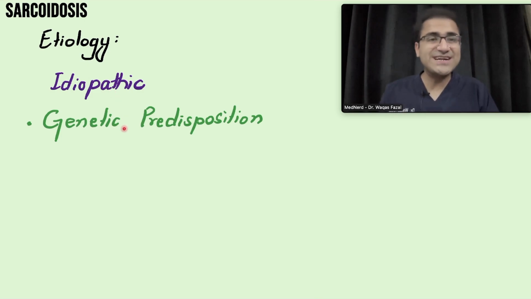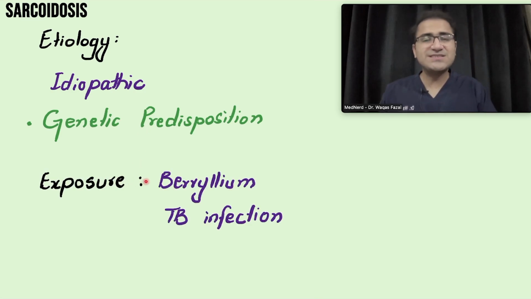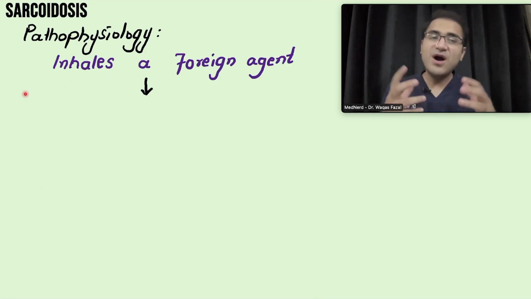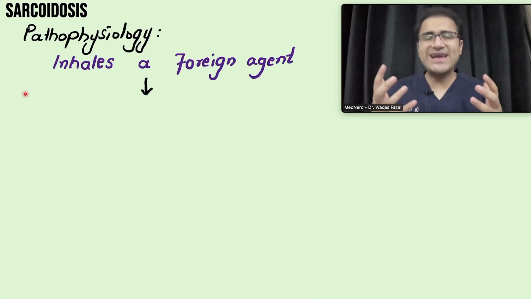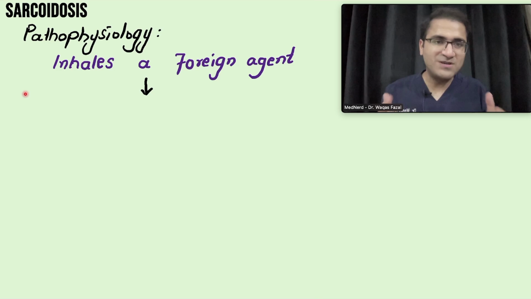But most patients that have sarcoidosis have a genetic predisposition, like someone else in the family also suffering from sarcoidosis. Exposure to substances like beryllium and its salts, and a past tuberculosis infection, have been shown to be associated with sarcoidosis. Now we are going to discuss the proposed mechanisms by which these granulomas are formed.